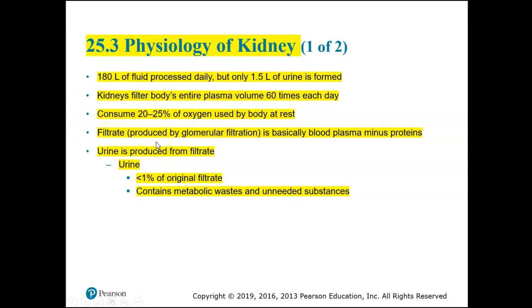And filtrate, which is the fluid produced by glomerular filtration, is basically blood plasma minus the proteins that are found in blood plasma, the large proteins that are too large to filter through. Urine is produced from the filtrate. So it's called filtrate before it's called urine.